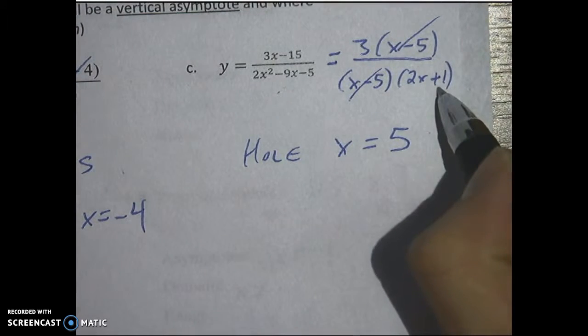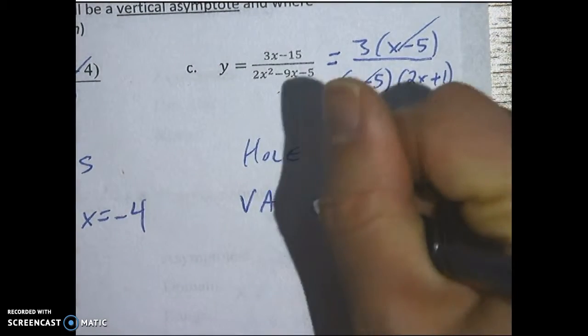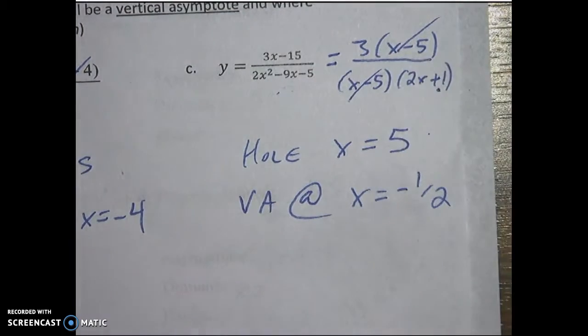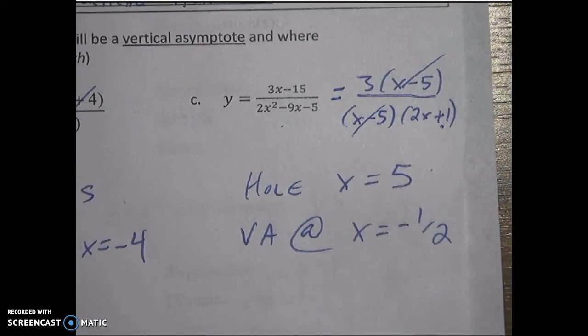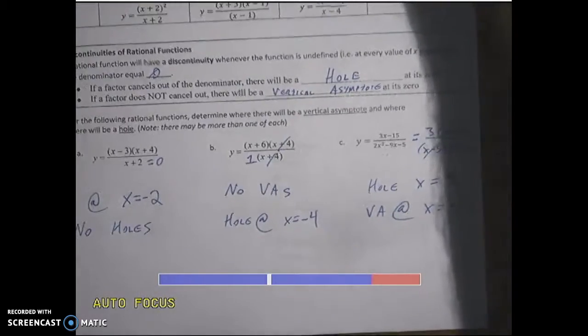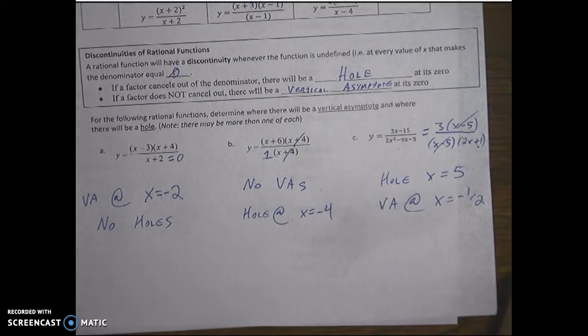But there's still something left in the denominator, this 2x plus 1. We set that equal to 0. Subtract the 1, divide by 2. That means there's a vertical asymptote at x equals -1/2. So big picture here, cancel something out, you've got a hole. If you've got a factor left in the denominator, you've got a vertical asymptote.